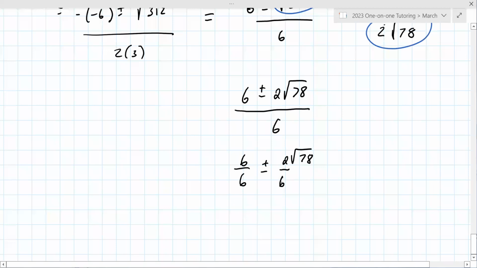Now notice the way I'm writing this, I'm not putting the whole thing over 6. It is the whole thing over 6, but you want to remember it's just that number that you can divide by the 6 there. So in this case, it would be 1 plus or minus 1/3 square root of 78.